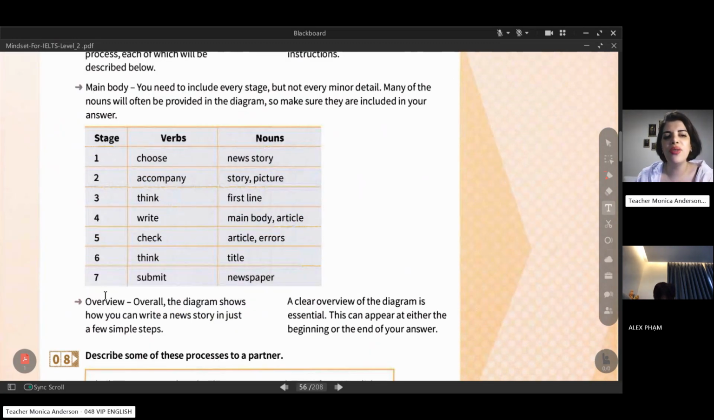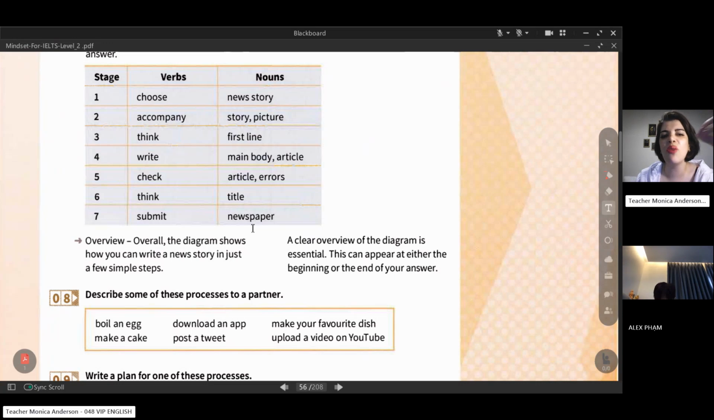Stage 1 to 7, for example. So choose a company thing. There are some words that we can use in order to write an overview. So what is an overview? As you know, it is the general opinion, the main idea. Overall, the diagram shows how you can write a news story in just a few simple steps. So the number of steps is really important. Overview is really, really important.